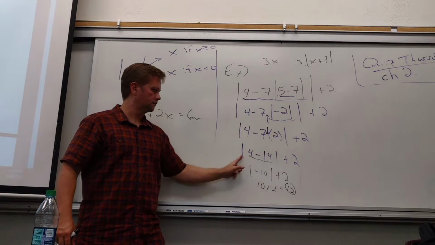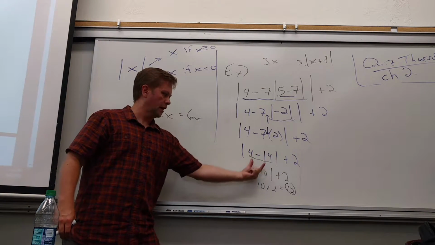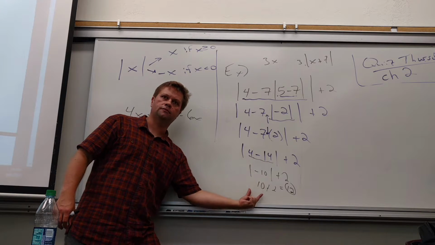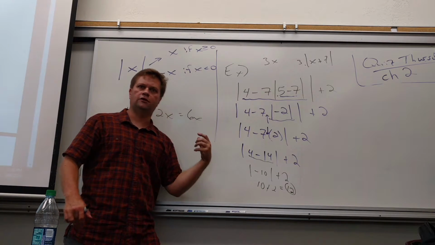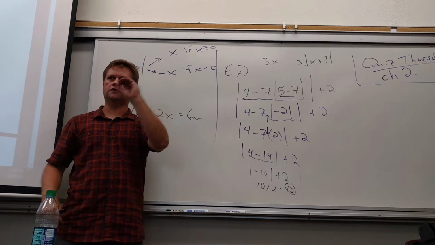Absolute value. Absolute value of negative 10 is? Positive 10. Absolute value makes it positive, or 0 if it's 0.